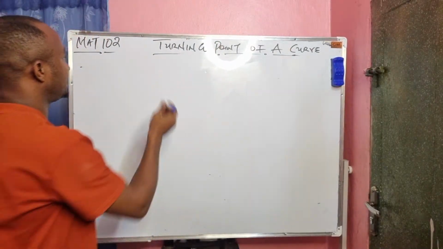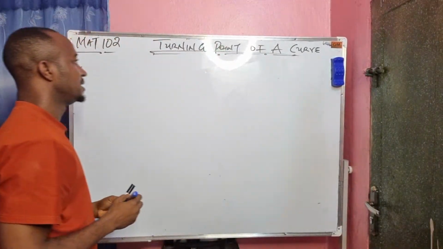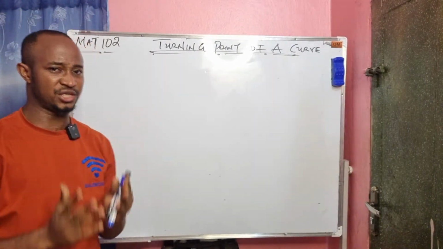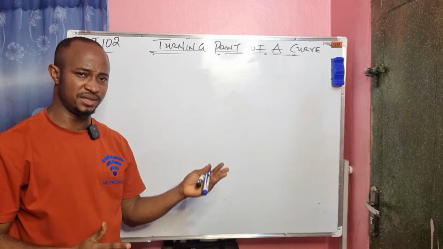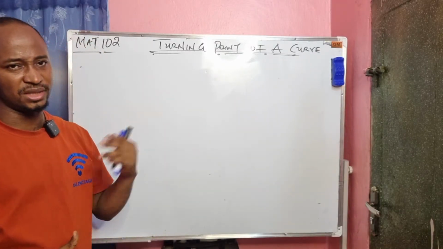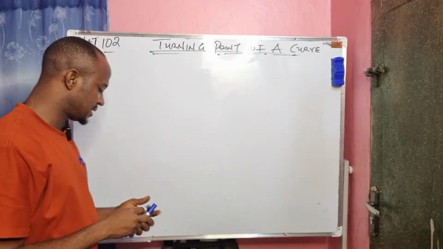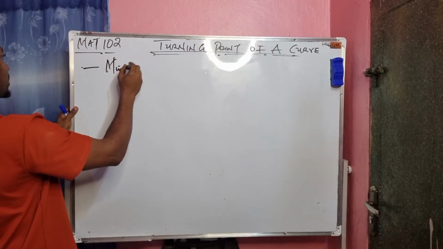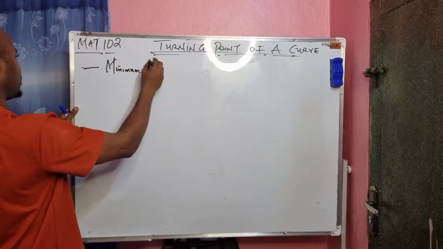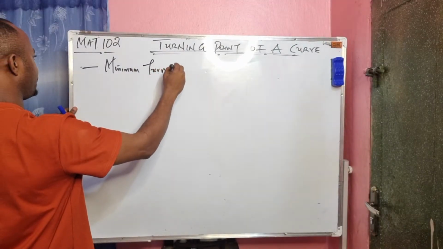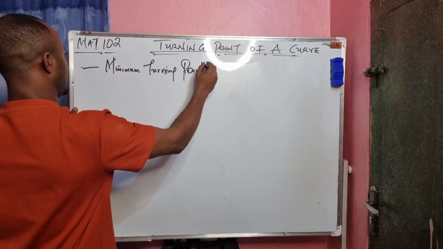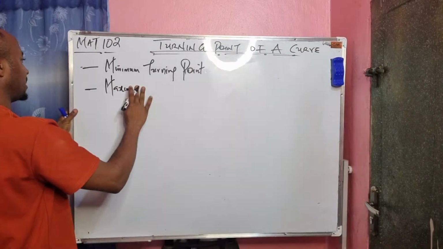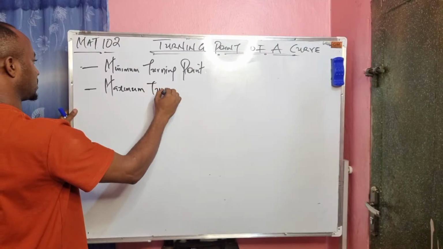Now we have defined the concept of turning point. The turning point is a point on the curve where the curve changes direction from increasing to decreasing, or from decreasing to increasing. And we say we have 2 types of turning points. We have the minimum turning point, and number 2, the maximum turning point.